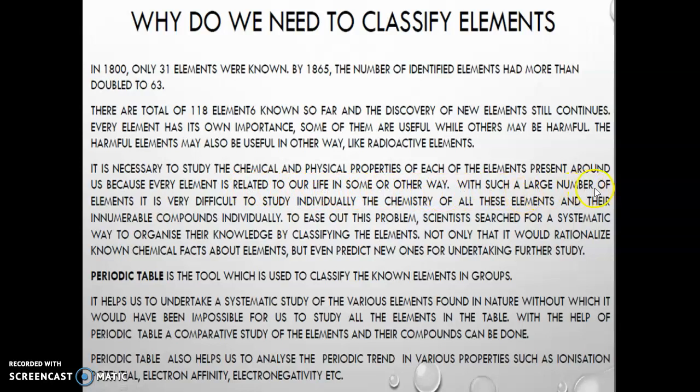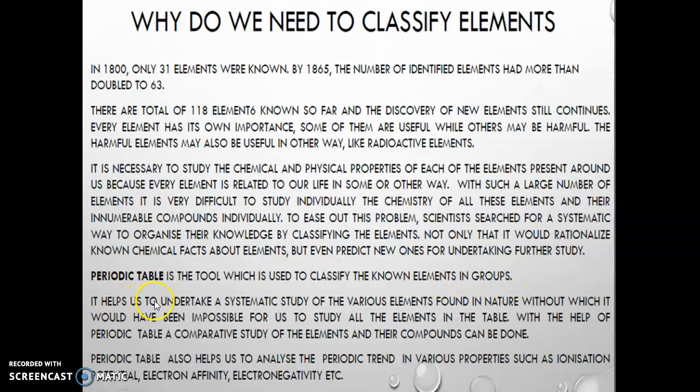With such a large number of elements, it is very difficult to study the chemistry of all these elements and their compounds individually. To ease this problem, scientists searched for a systematic way to organize their knowledge by classifying the elements. Not only would it rationalize known chemical facts about elements, but it could even predict new ones for undertaking further studies. The periodic table is the tool which is used to classify the known elements in groups.